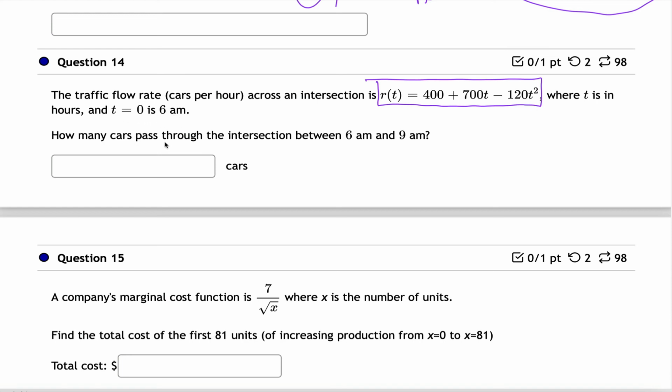And they want you to figure out how many cars pass through the intersection between 6 a.m., when t is equal to 0, and 9 a.m., well, that must be t equals 3 because that's 3 hours after this. One application of definite integrals is that it allows you to figure out the total number of things if you know the rate of flow. What I'm saying is this question in words can be rewritten in symbols as the definite integral from 0 to 3 of 400 plus 700t minus 120t squared dt.